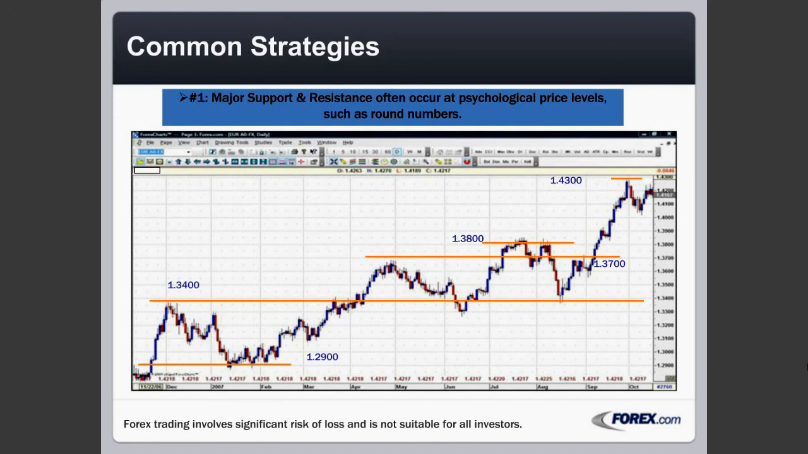And the more we can check off on our checklist, the more significant that price level is to us, that support or resistance. Now, the number 1 point on our checklist is that major support and resistance often occurs at psychological price levels such as round numbers. Now, the reason for that is because if you really think about it, who's trading this market? It's people trading this market from all over the world. And what do we know about people is that we love round numbers. They're easier to work with, easier to deal with, easier to remember.